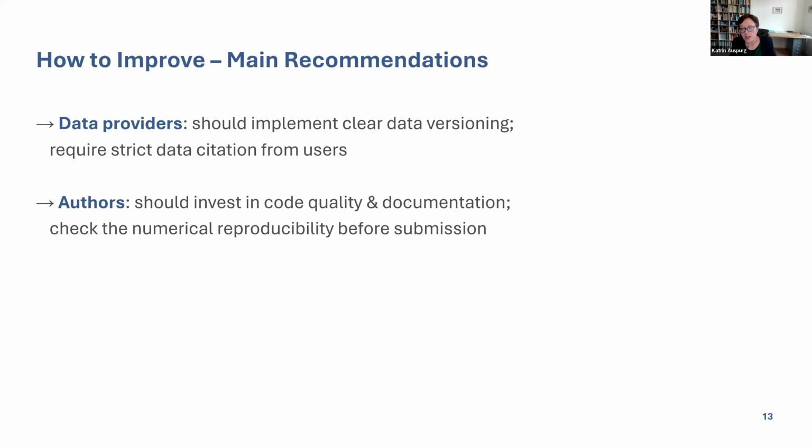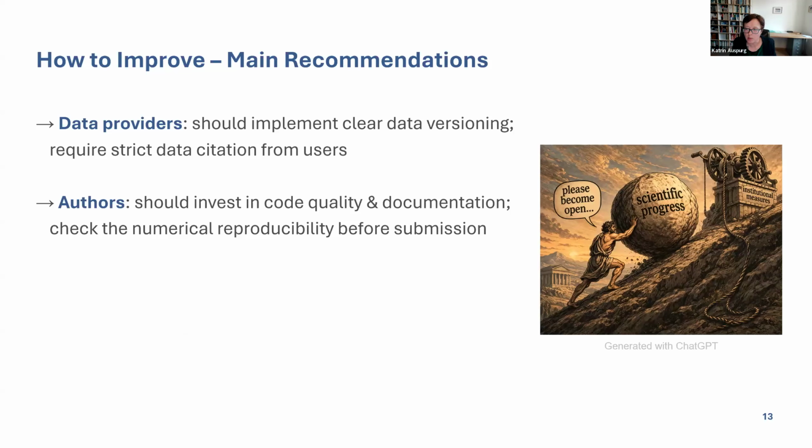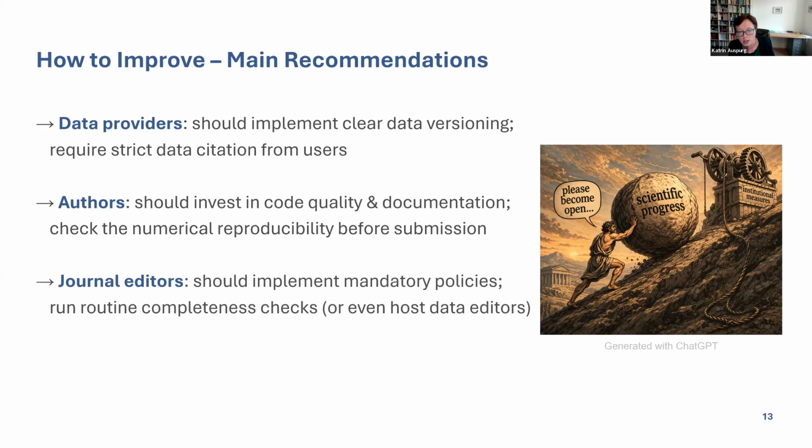Well, we already tried to increase awareness on these issues during the last years, so just more awareness might not be enough. So also institutional measures might be important, and here we think most importantly, journal editors should implement mandatory data policies. So in political science, there are more of these policies already in place. This is probably the reason why the code was better available. And journal editors should ideally also do some routine completeness checks, or even better, host data editors.